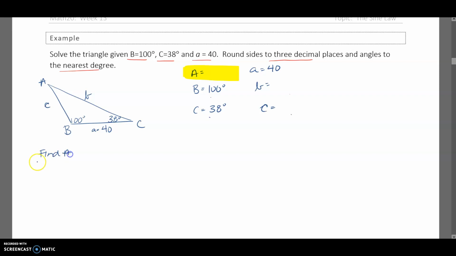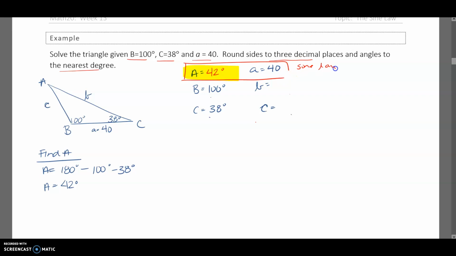I'm going to find angle A. I know that all the angles equal 180 degrees. I can subtract the other 2 angles, 100 degrees and 38 degrees. So angle A is 42 degrees. From here, now I know an angle and its opposite side. This is what tells me I can use the sine law.